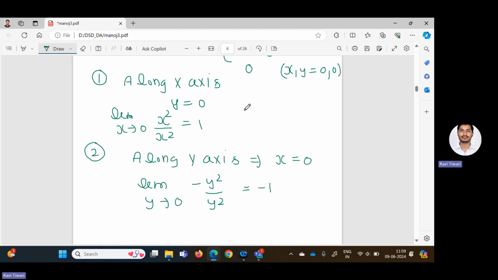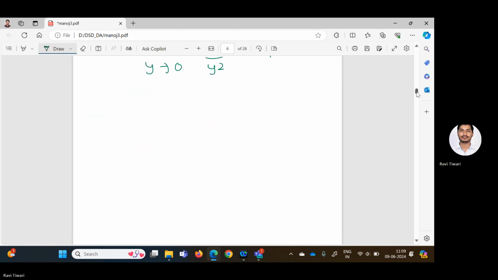And similarly, you can calculate the partial derivative at (0, 0). Now I will calculate what the partial derivative at (0, 0) will be. So ∂f/∂x at (0, 0).